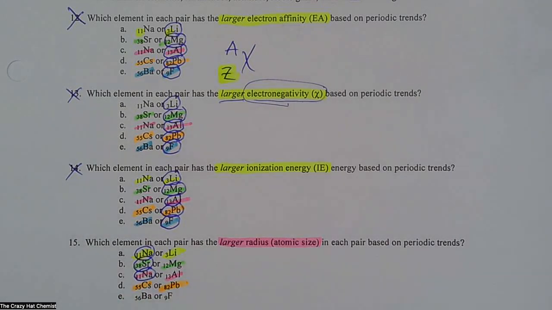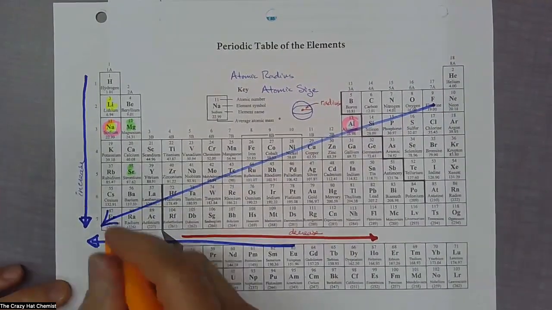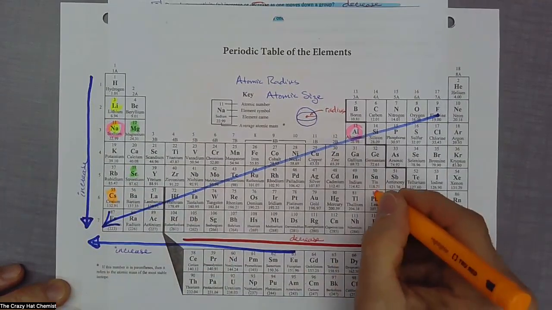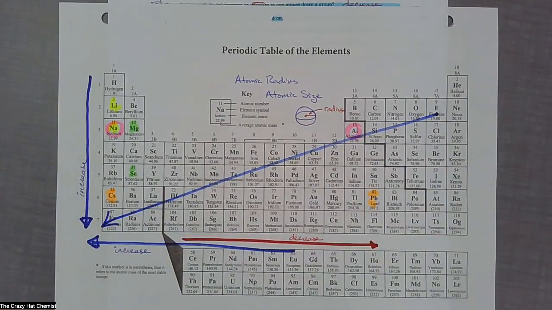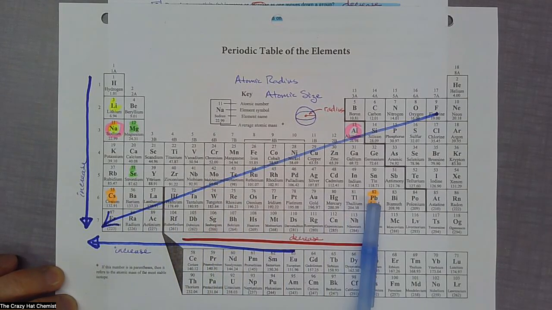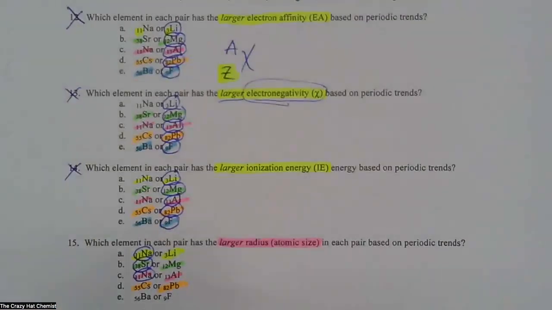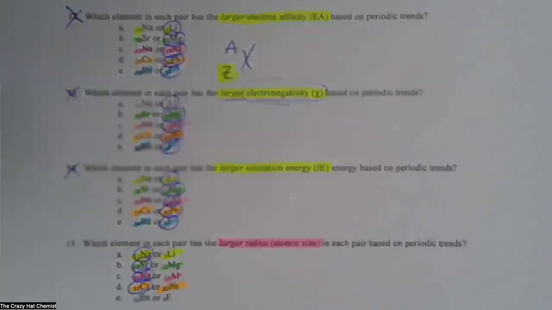The next one is between cesium and lead, element number 55 and 82. There's 55, there's 82. As you move to the right within a period, they get smaller. So lead is smaller than cesium. Cesium is larger than lead. Perfect. We have one more of this grouping to do.